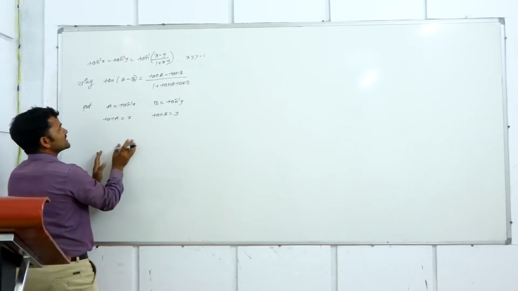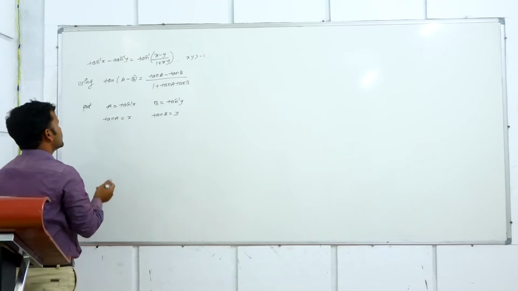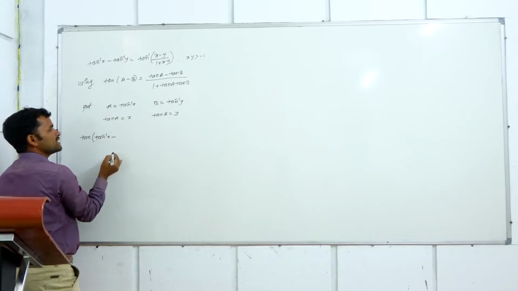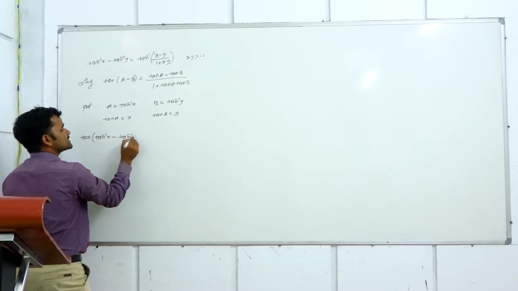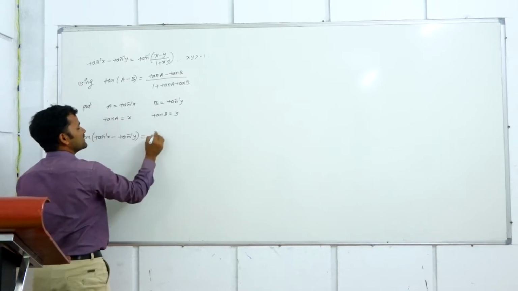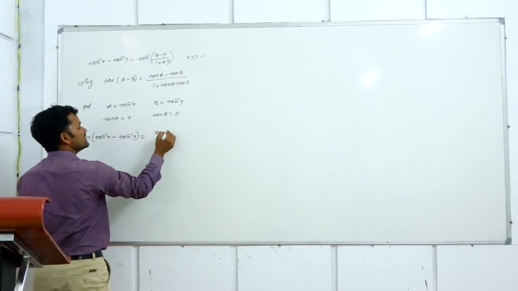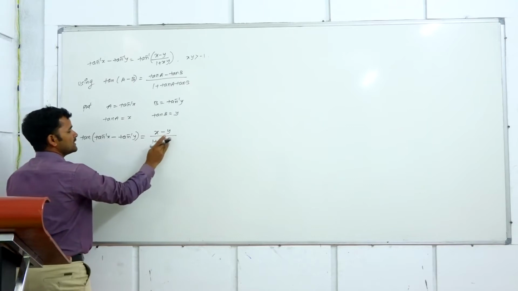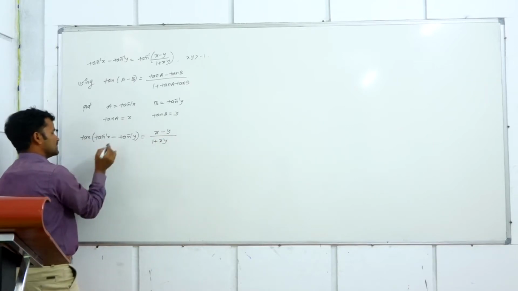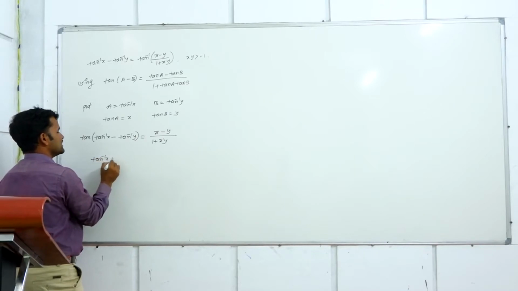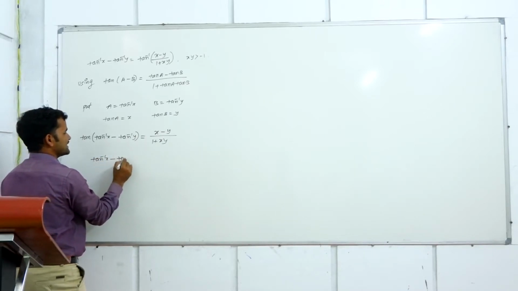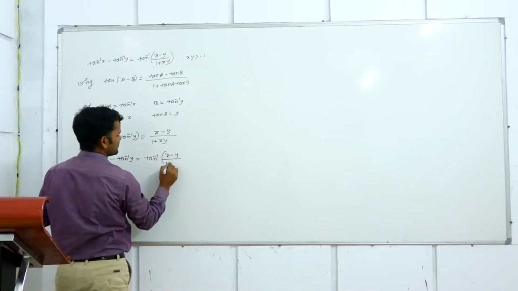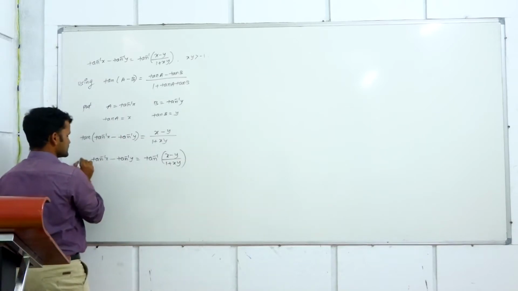Substituting these values in the known formula, tan of a minus b means tan inverse of x minus tan inverse of y, which is equal to tan a is x minus tan b is y divided by 1 plus x into y. You can write it as tan inverse of x minus tan inverse of y is equal to tan inverse of x minus y by 1 plus x into y. This is the property.